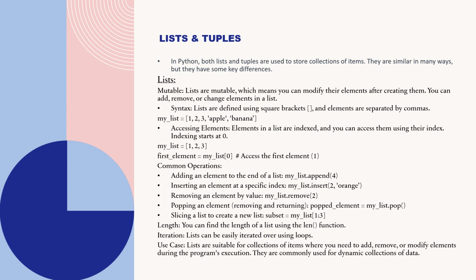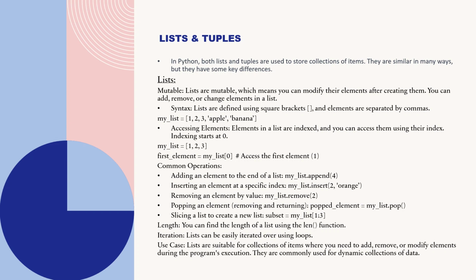Example: my_list = [1, 2, 3, "apple", "banana"]. Accessing elements: elements in a list are indexed, and you can access them using their index. Indexing starts at 0. first_element = my_list[0], with a comment: access the first element.